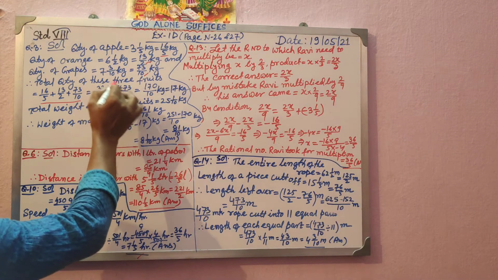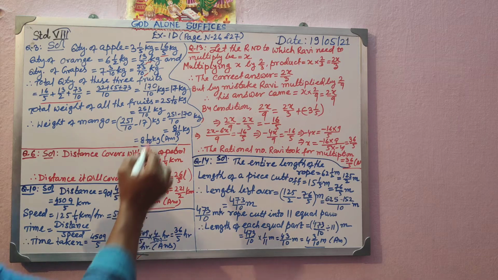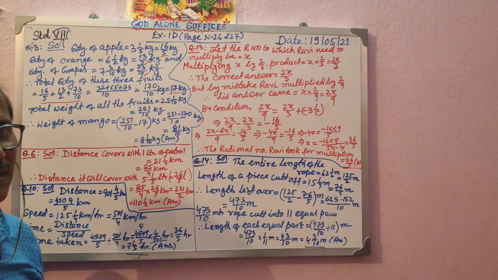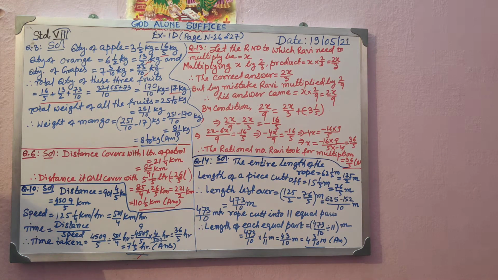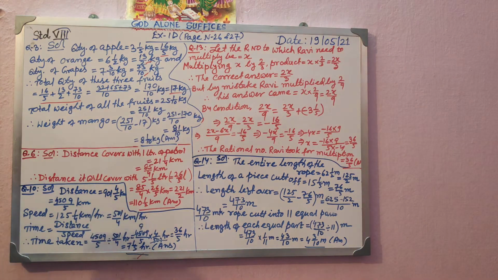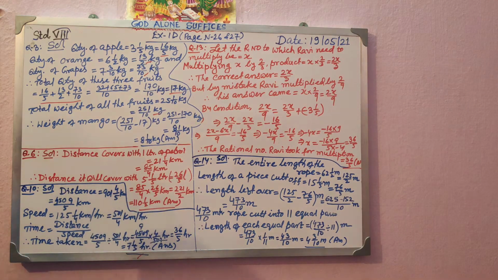If you add all these numerators, you will find 170. 170 divided by 10 kg will be the weight of these three types of food, that is 17 kg. 170 divided by 10 is 17. So 17 kg is the weight of apple, orange and grapes. Now total weight is given to you 25 whole 1 by 10 kg. So that becomes 25 tens are 250 plus 1, 251 by 10 kg. This is the total weight of all the four types of fruits.